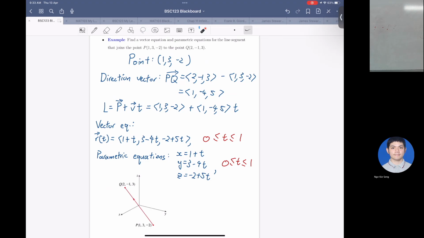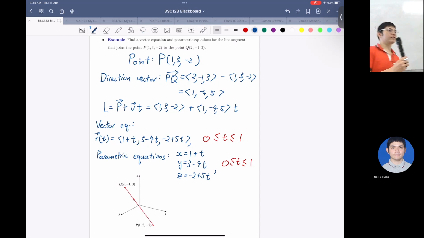The good point here is that our t can start from 0 to 1. When t equals 0, we start at P, and when t equals 1, we finish at Q. We choose P as our point. So if you start from Q, then your t equals 0 may start from Q, and t equals 1 ends at P. Now you can try out if you want.